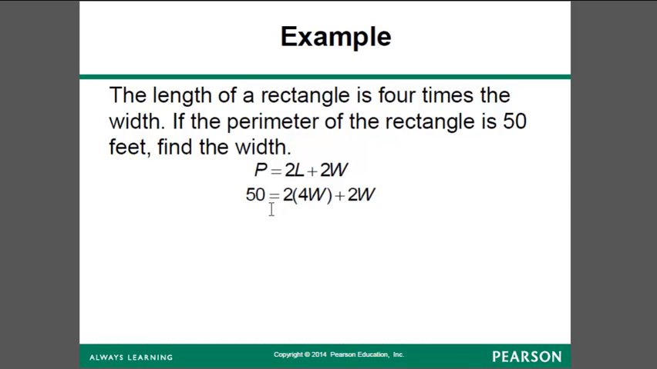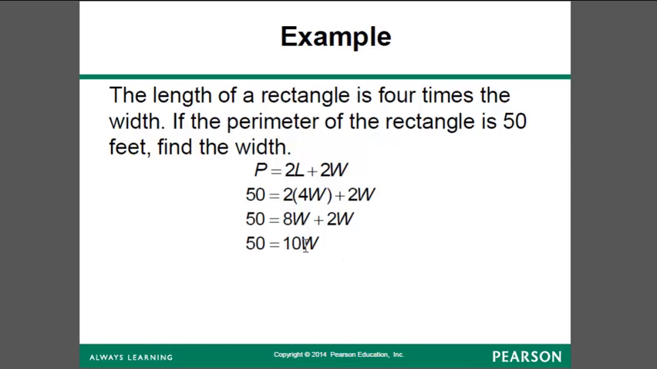So I now have 50 is equal to 2 times 4W plus 2W. And I'm going to be solving for W, which represents width, which is what the question is asking me to find. So I'll multiply 2 times 4W, and I'll get 8W. I'll combine like terms, 8W plus 2W, and get 10W. I now have 50 is equal to 10W.